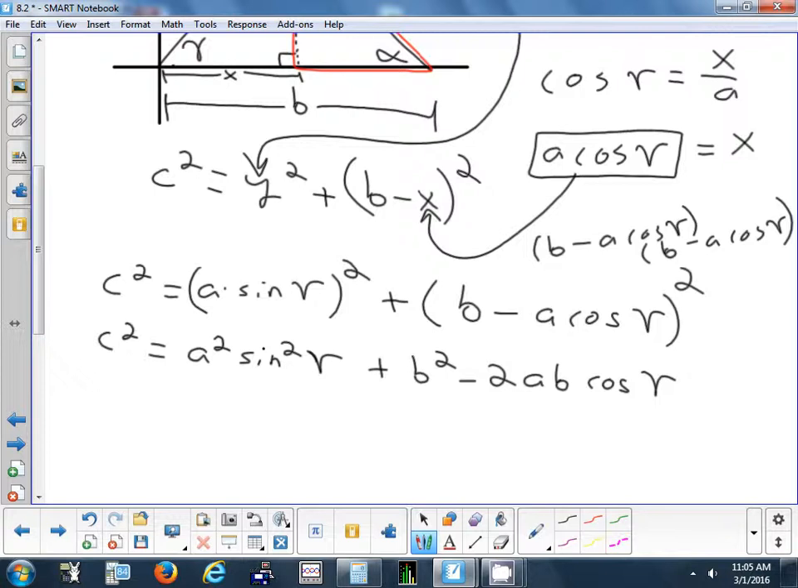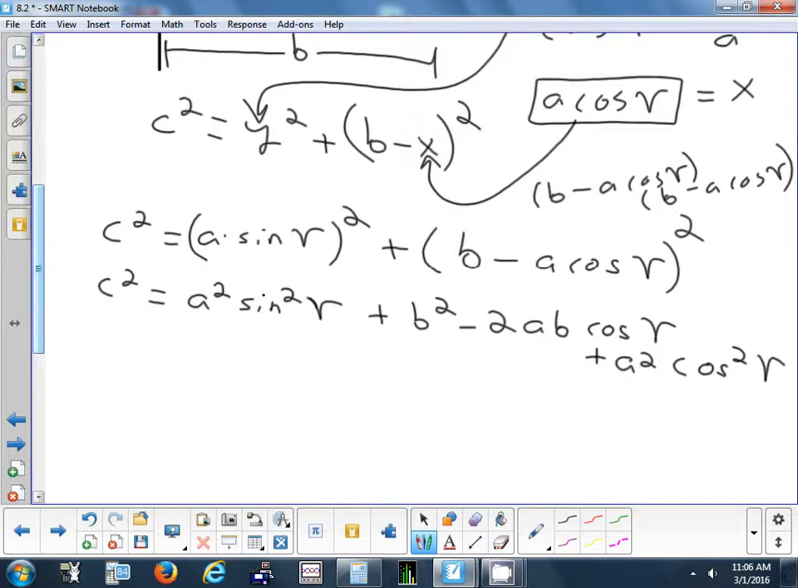And what about the last part? Negative a cosine gamma times negative a cosine gamma. A cosine gamma squared, so plus a squared cosine squared. Okay, so that's a negative times a negative, so that becomes positive. And then cosine times cosine is cosine squared. Okay, any questions on that?